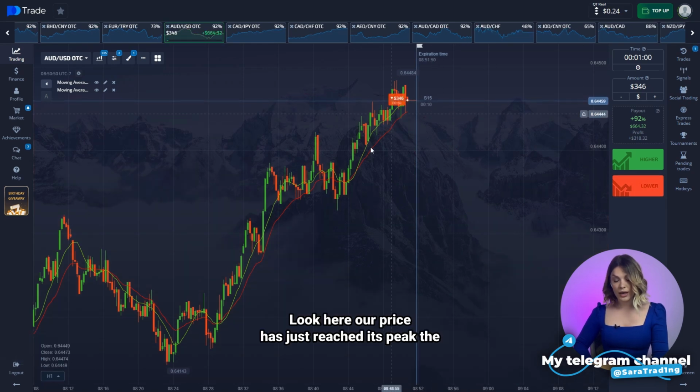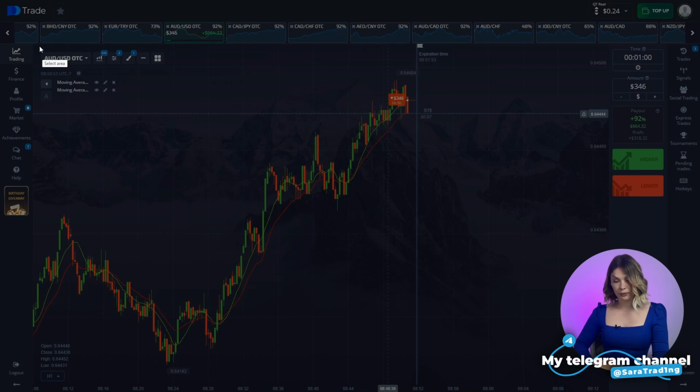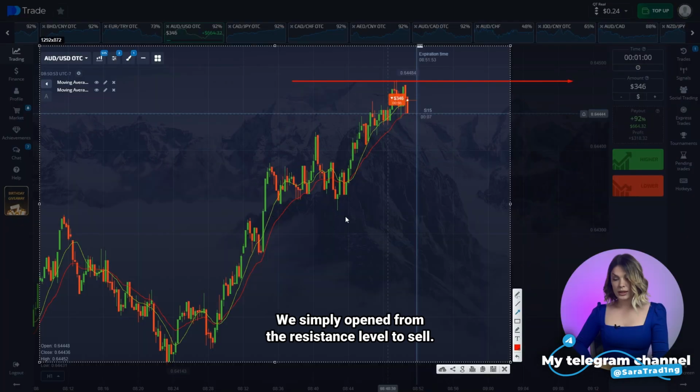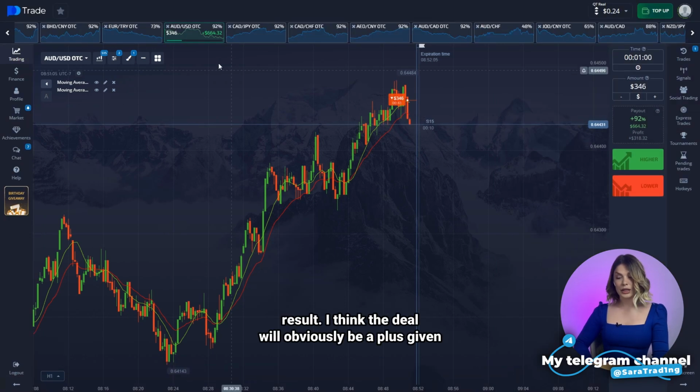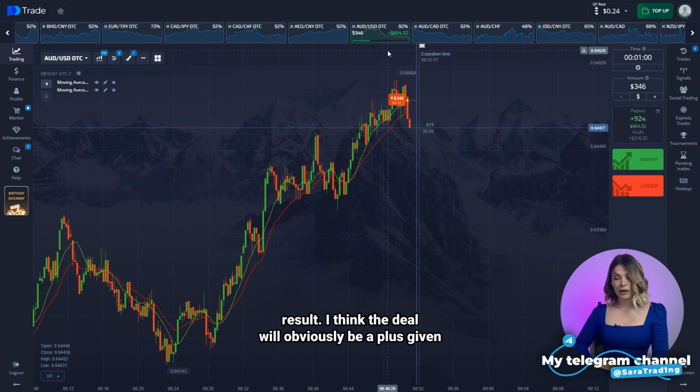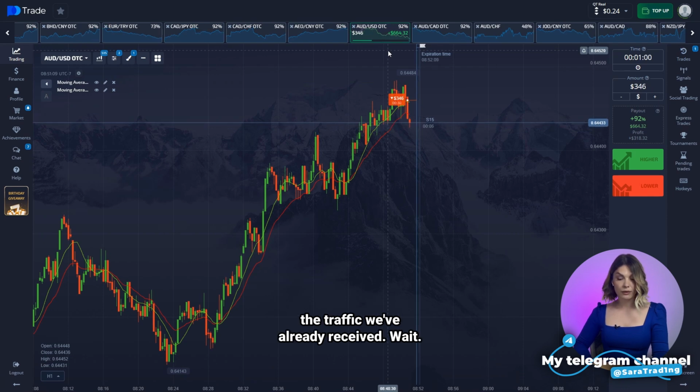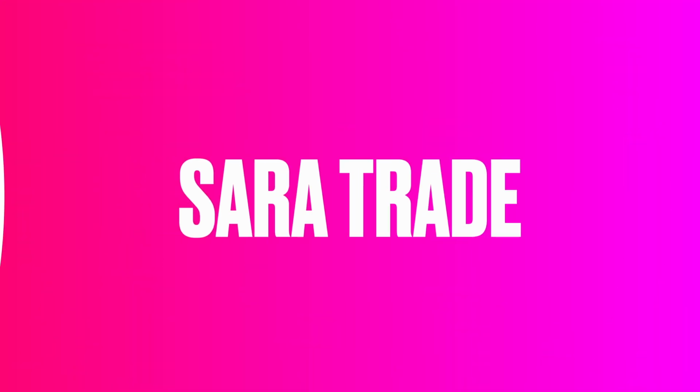Look here, our price has just reached its peak. The resistance level is right here. We simply opened from the resistance level to sell. That's all, friends. We're waiting for the result. I think the deal will obviously be a plus given the movement we've already received. Wait.